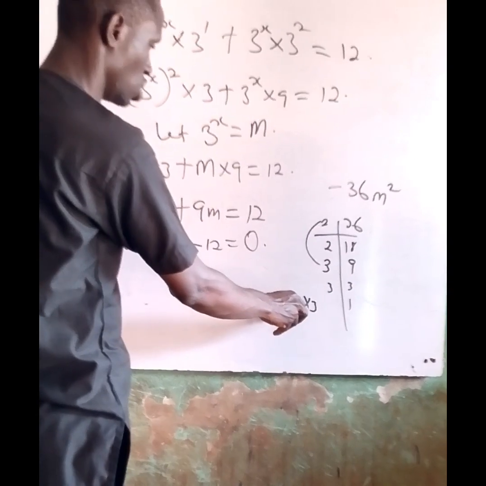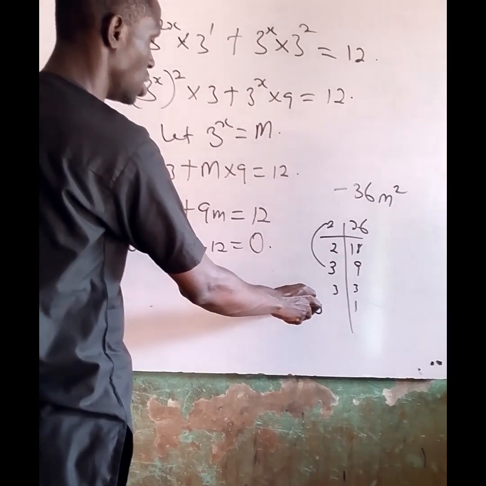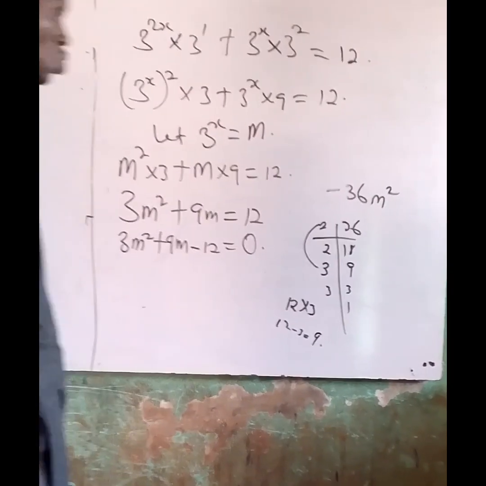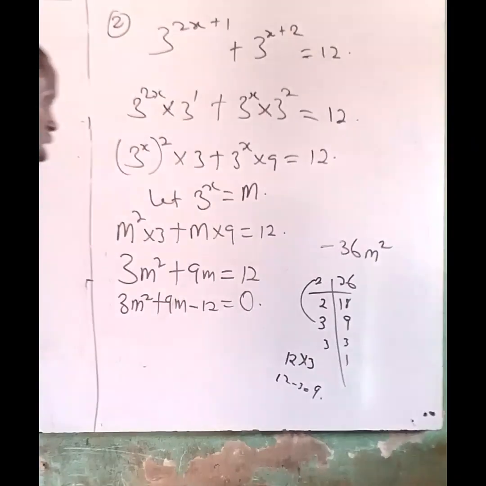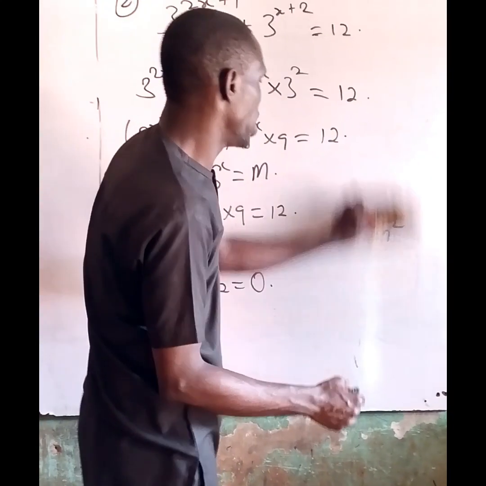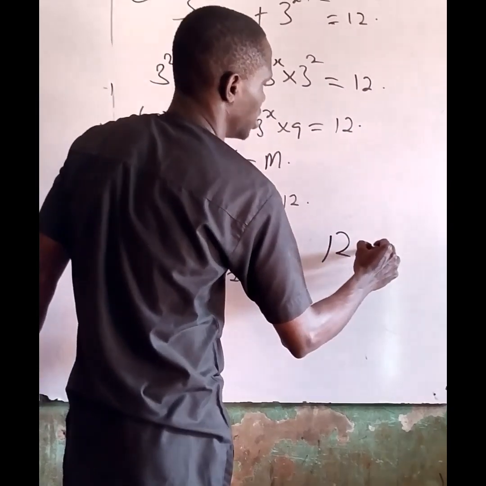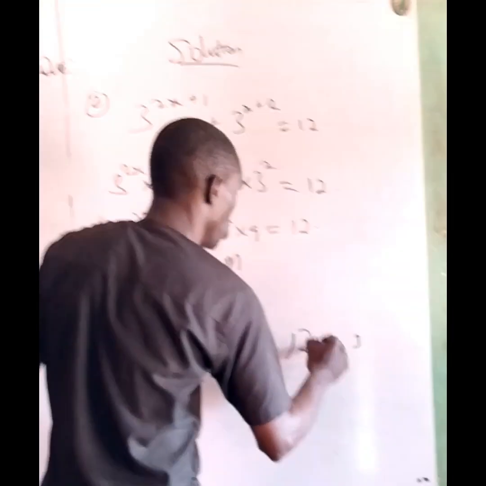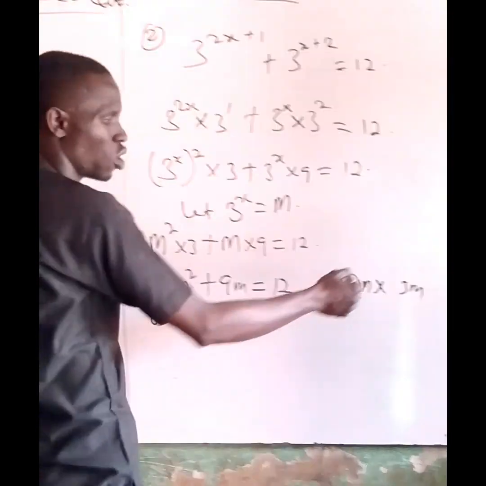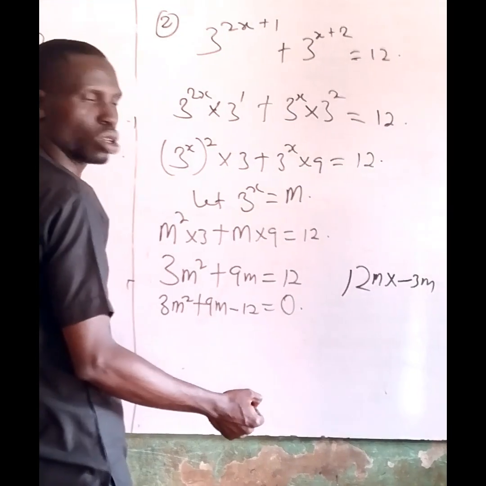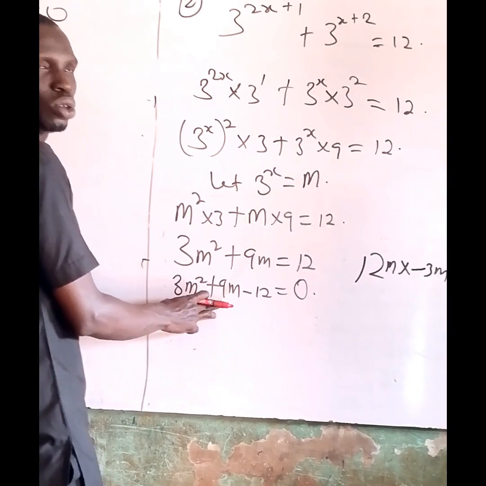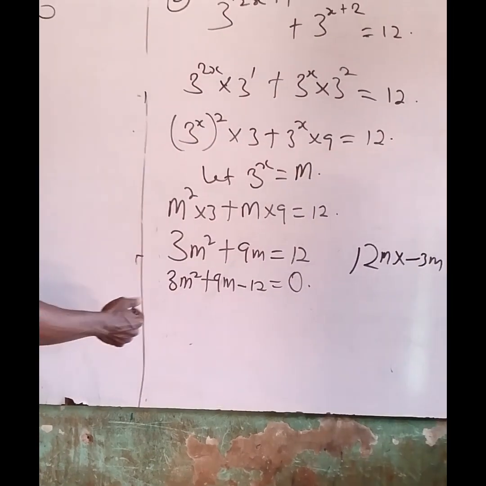If you subtract 3, 12 minus 3 will give us 9. Good. So this is how we are going to do it. We put m here, we put m here. And when you see this is positive 9. So of course, minus 3, we have minus. So by the time you subtract, we have positive 9. Did you get that? Good.